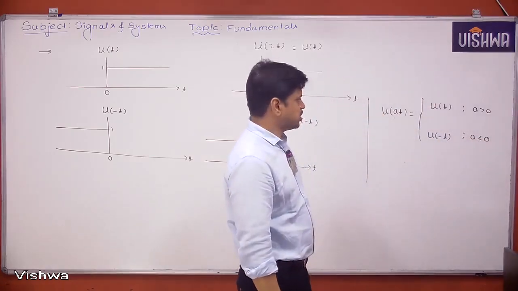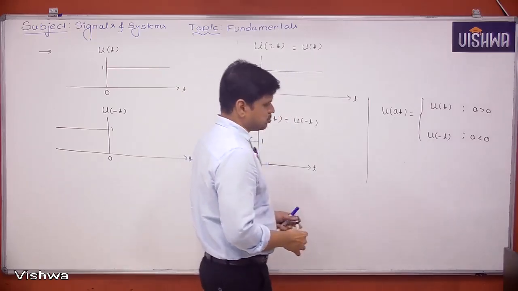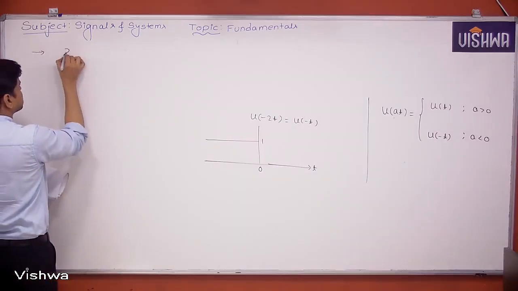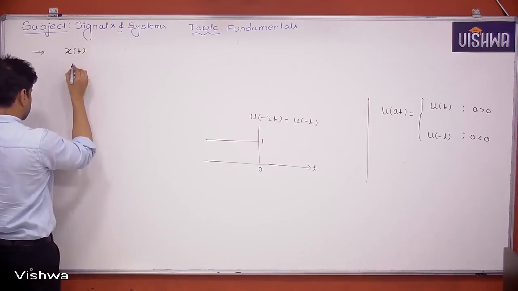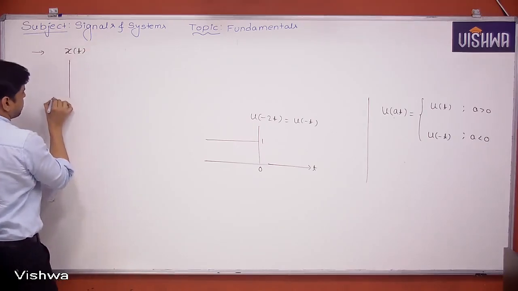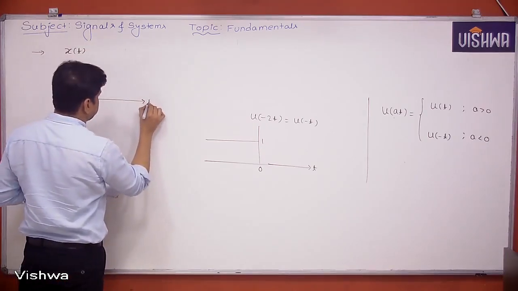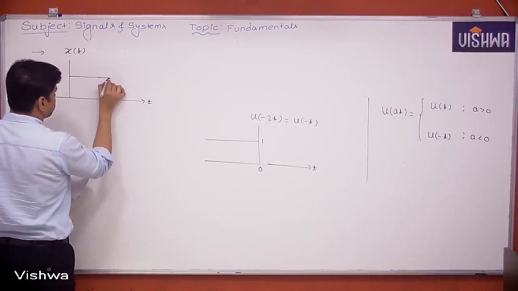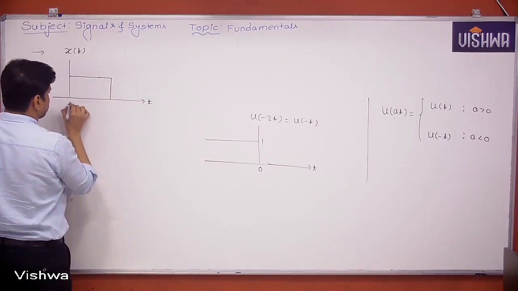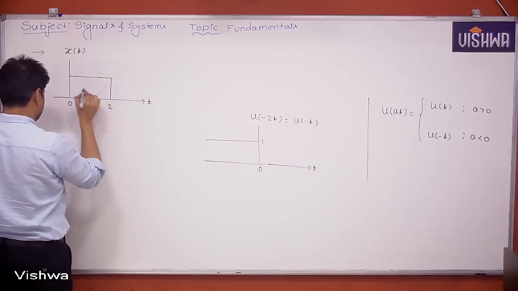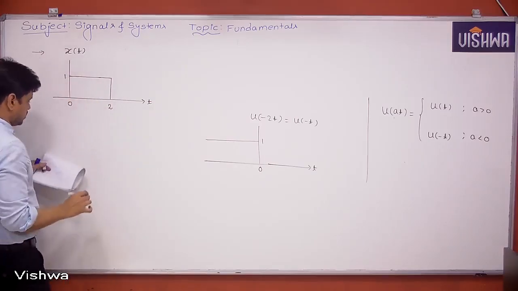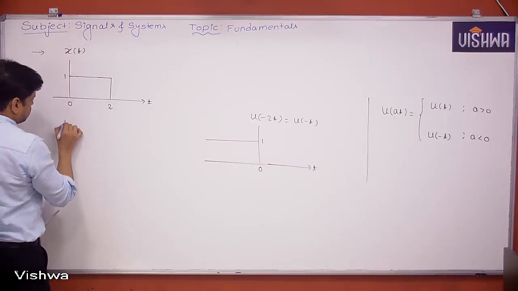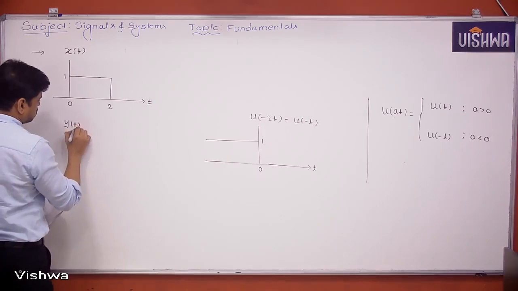Okay, take it. Given x of t waveform, which looks like this, 0, 2, 1, and given y of t waveform, which looks like this.